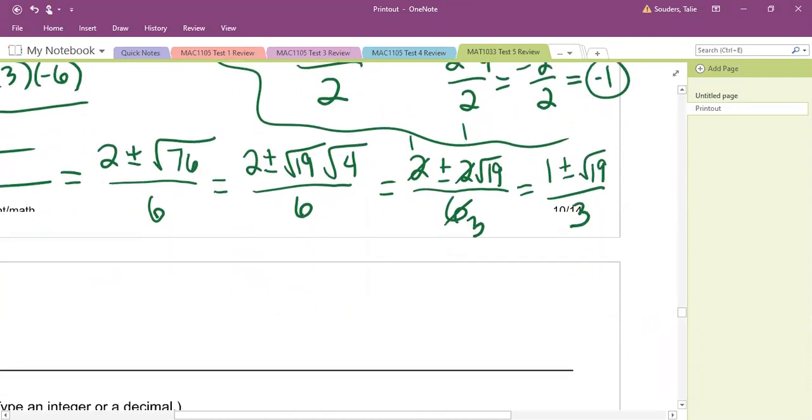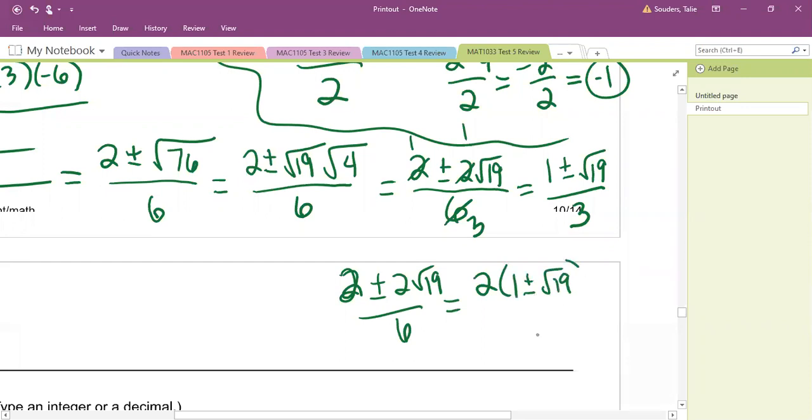Technically, what's happening there, in case the step I did feels weird to you, is I actually factored a 2 out of the numerator and then divided the 2 and the 6 by 2. That's technically what you're doing, but we don't always write it out that way. Sometimes we use the shortcut, but that's what's going on to make it mathematically valid.